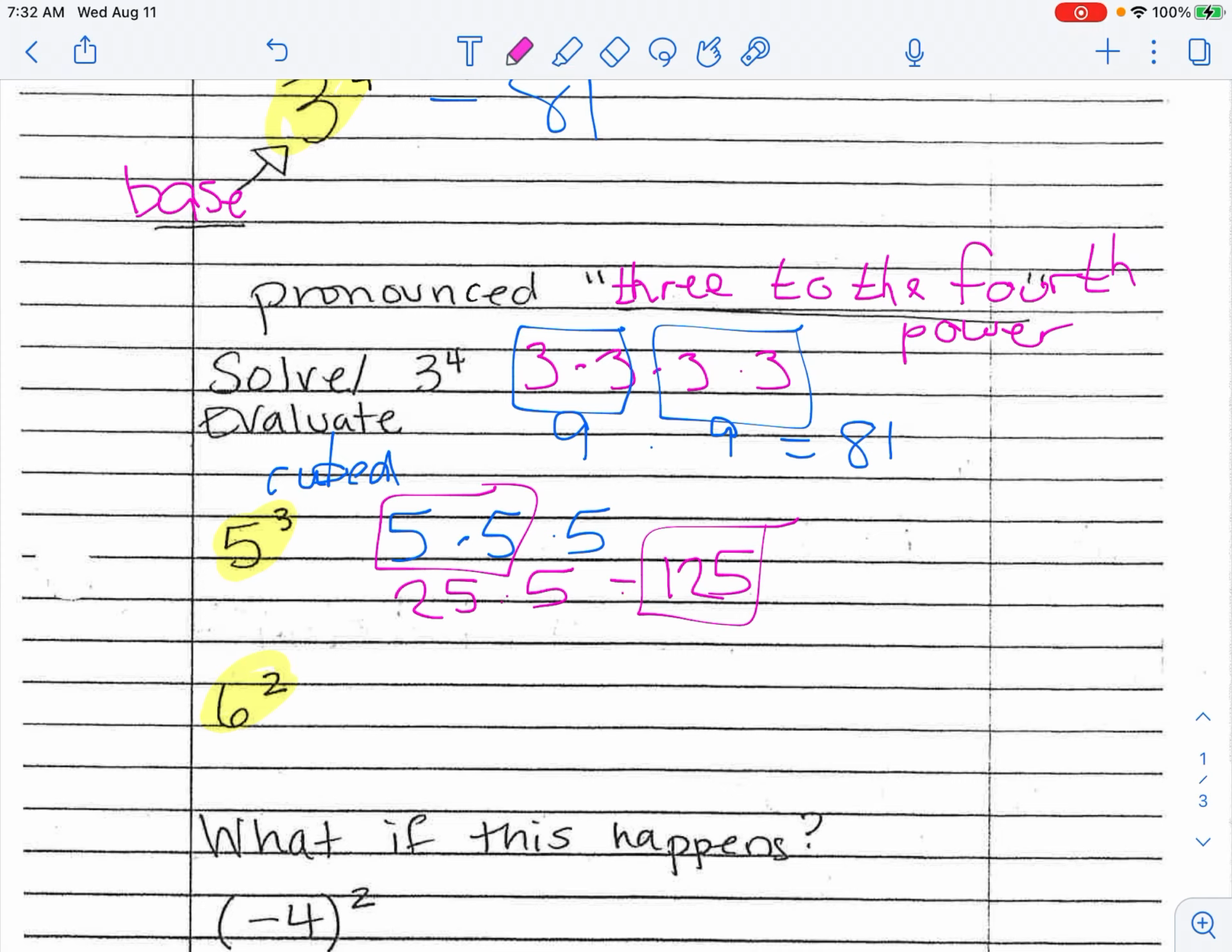This next one has an exponent of 2. And if your exponent is 2, we're going to call that squared. So 6 squared simply means 6 times 6, and we all know 6 times 6 is 36.